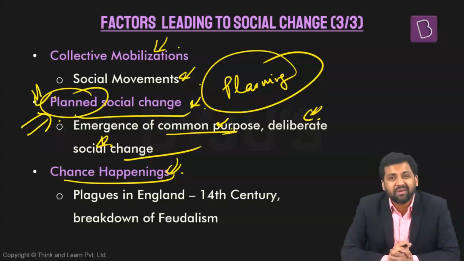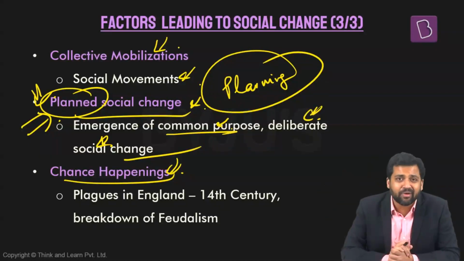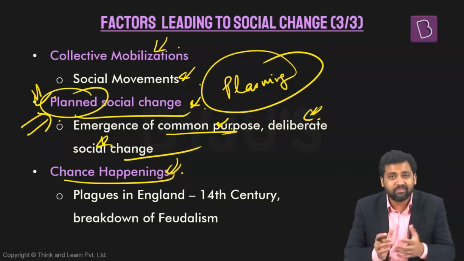So here you plan things out, but sometimes things don't work as expected. Whatever you have planned might not work. Some black swan event can be there. Something unexpected happened, and as a result of it, the society changed. In the past, there have been some of these instances.